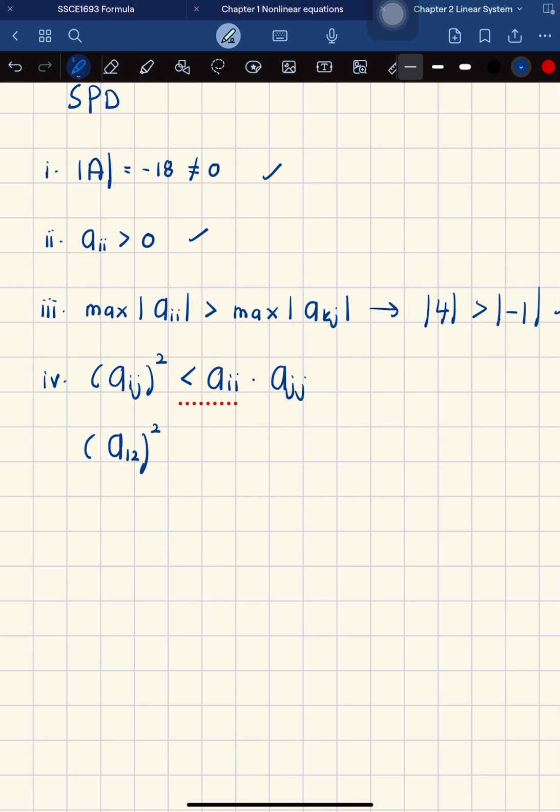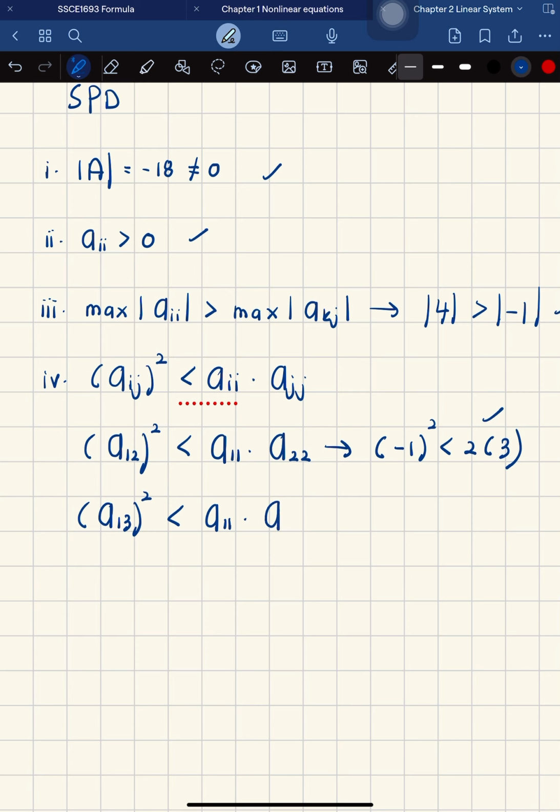A12 squared less than A11 multiplied by A22. So A12 is equal to negative 1, squared, less than A11 equal to 2 and A22 equal to 3. Yes, satisfied. And then A13 squared must be less than A11 multiplied by A33, so equal to 0, 2, and 4.